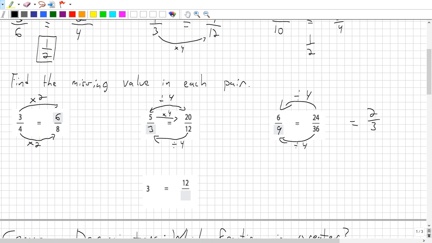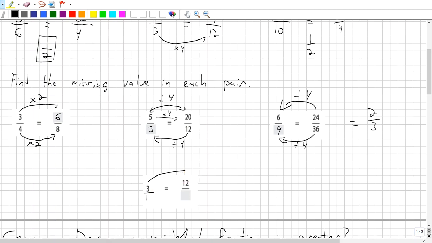3 is equal to 12 over what? Now, 3 is a whole number. It's not even a fraction, but we can create a fraction from a whole number by putting it over 1. We can always do that. If you have a whole number, you can put it over 1, then you can make an equivalent fraction. Then you can add and subtract as a fraction. This is how you add and subtract fractions with whole numbers.